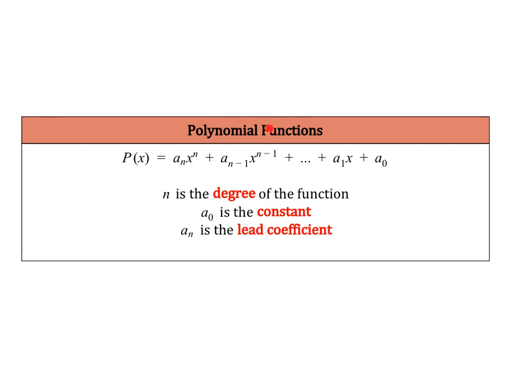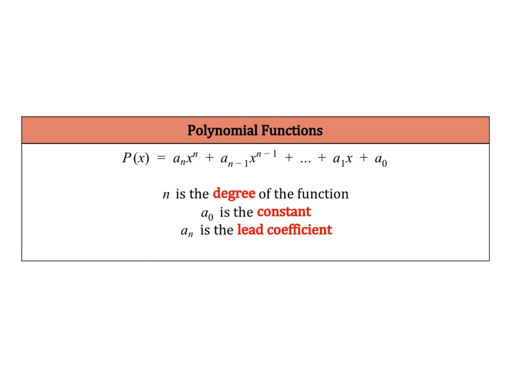So a polynomial function can be defined by this equation. A few important parts to know: n is considered the degree of the function. So n is the largest exponent. It may not always be written first initially, but if you rewrite it in descending order, it will always be that first term. And so again, n is called the degree. It's the largest exponent of your function.